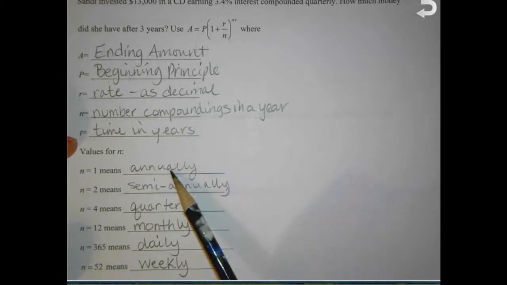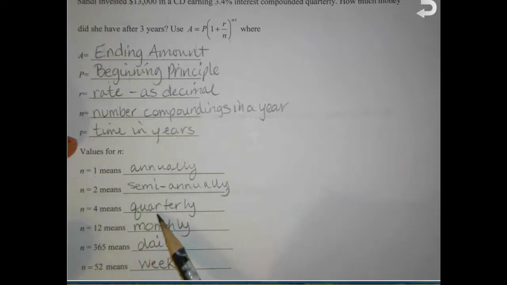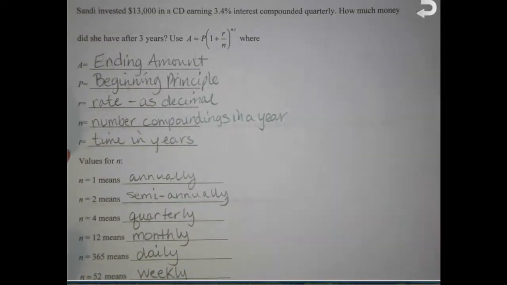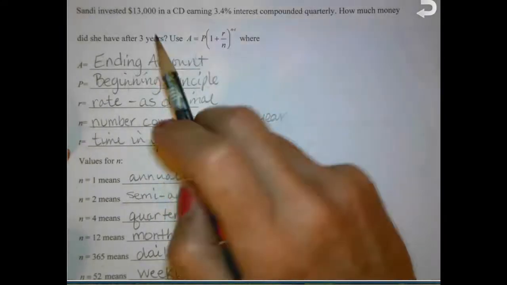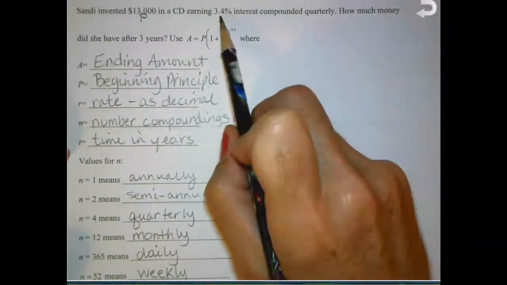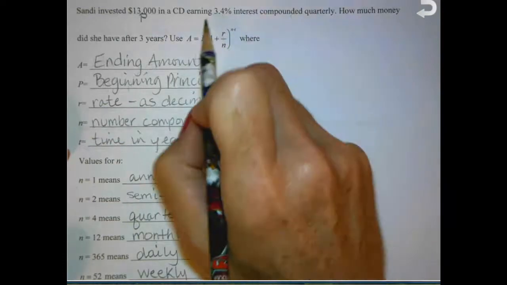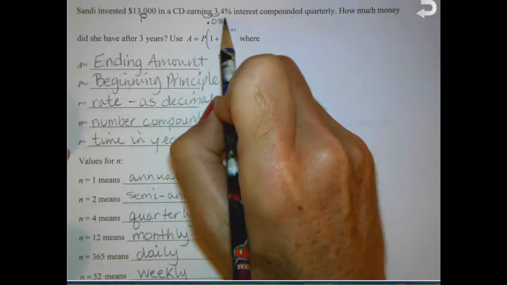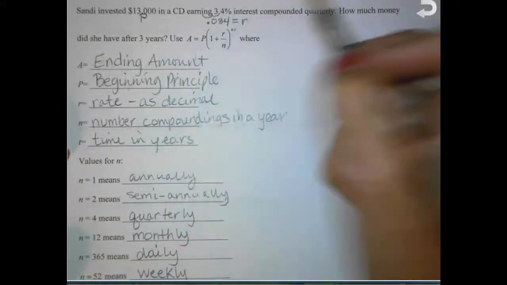So if you have annually, you'll use n equals 1. If you have semi-annually, that would be n equals 2. Quarterly would be 4 times a year, monthly 12 times a year, daily 365 times a year, and weekly would be 52 times a year. Okay, so let's look back at Sandy's problem. And Sandy has $13,000 that she's going to invest. That would be her principal because it's the initial amount, and the 3.4% interest would be, I have to move my decimal 2 places to the left, so it would be 0.034, and that's going to be the rate.